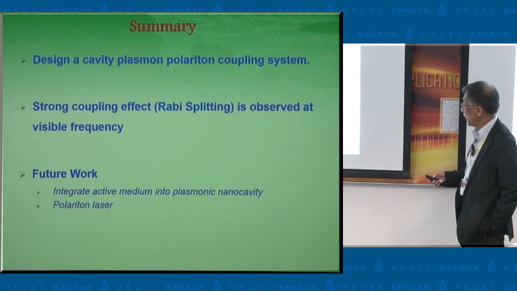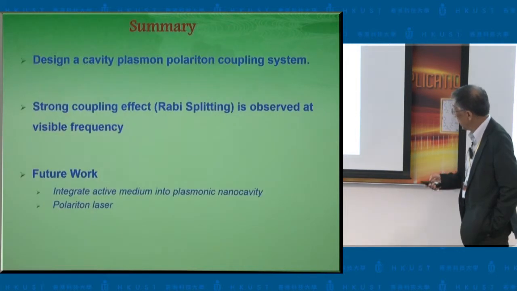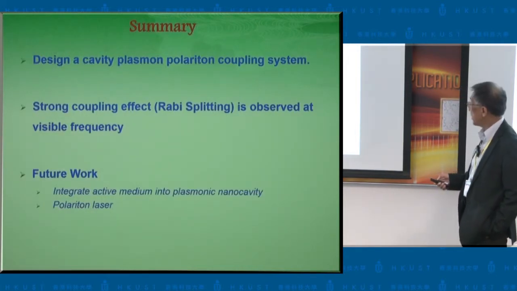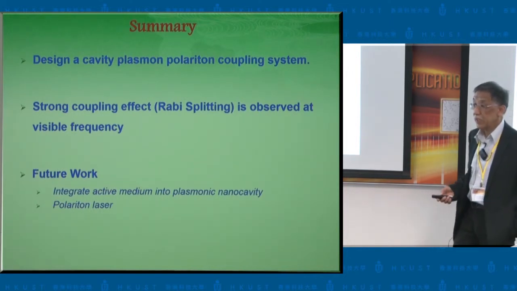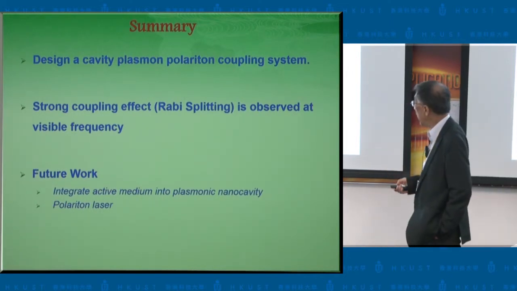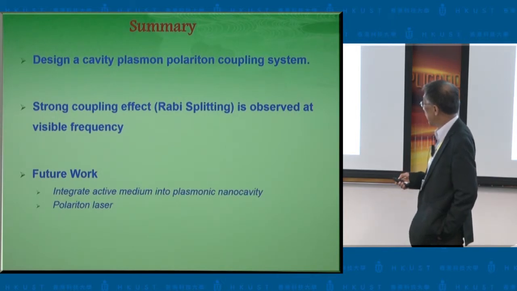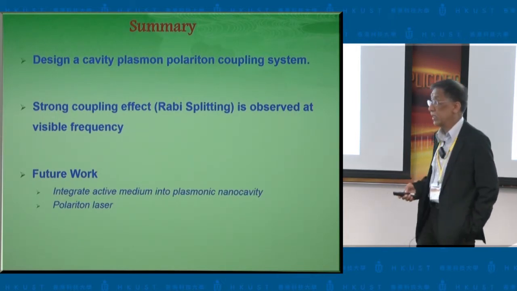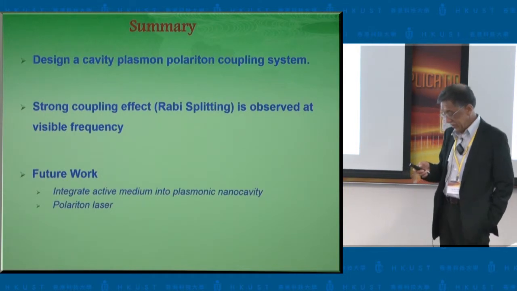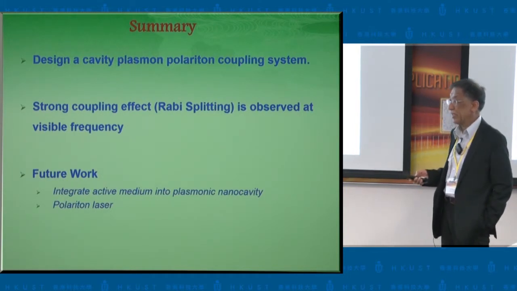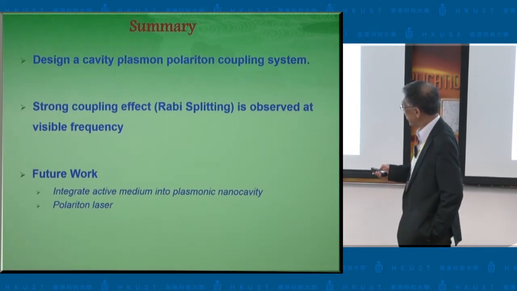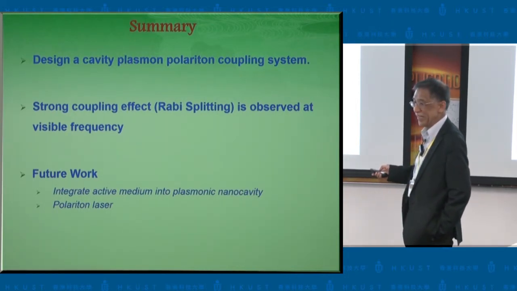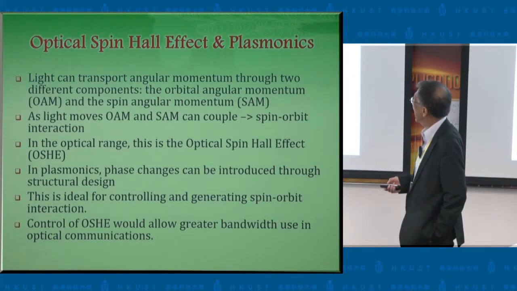What we would like to do in the near future as well is to introduce an active medium into the plasmonic nano cavity, to do an active medium coupling, and that could lead to a polariton laser. It's something we've been working a little bit on, and it's not that easy. It's quite challenging, but that's what it's all about. If it's too easy, then everybody has done it anyway.